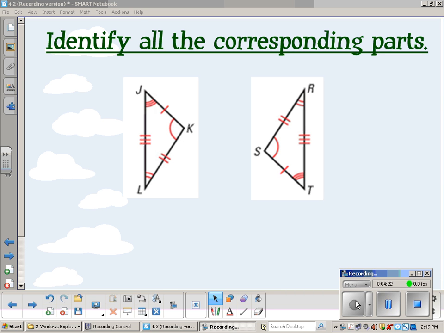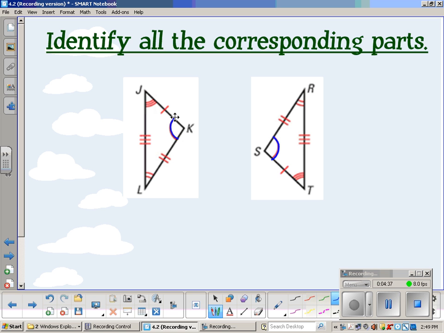Welcome back. Were you able to find all of the 6 corresponding parts? Let's see. Let's start with the angles. So if we look at the diagram, I can see that angle K and angle S are both marked with 1 arc. So I know that angle K is congruent to angle S. I'm going to find a second pair of angles. So I see down here, angle L has 2 arcs, as does angle R over on the right. So angle L is congruent to angle R. Finally, angle J has 3 arcs, as does angle T in the second triangle. So angle J is congruent to angle T.